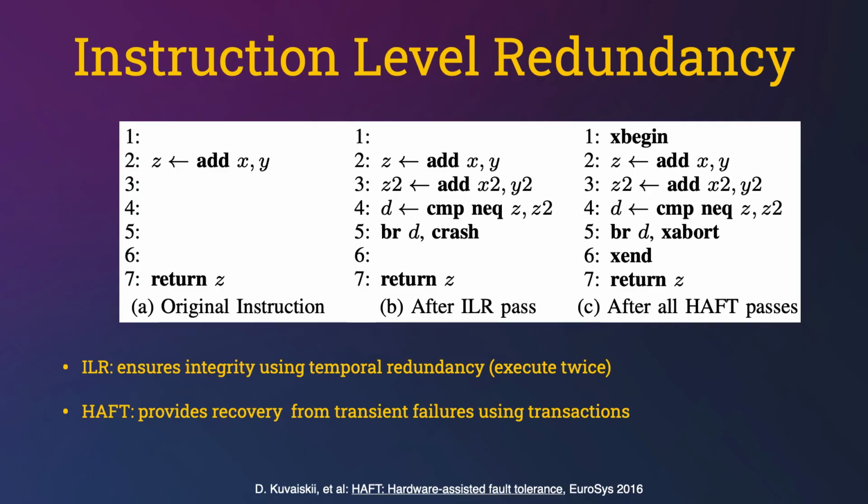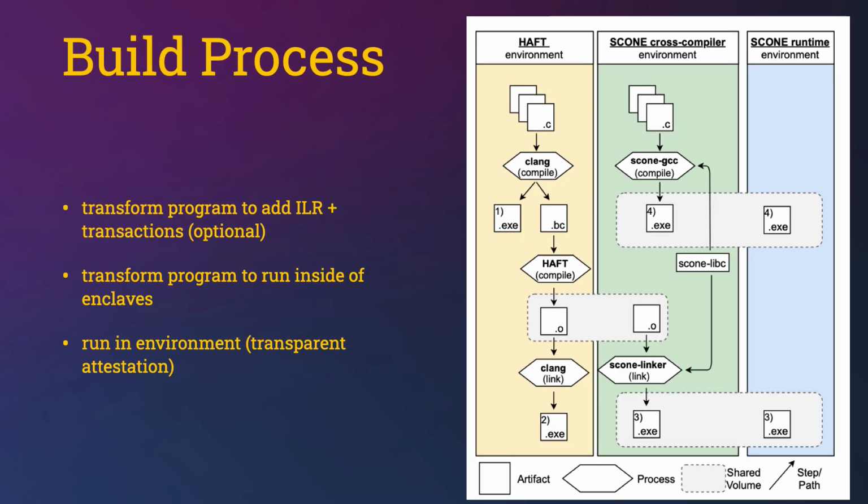And in the case of HAFT, we can add some tolerance and execute the operations in a transaction and abort if there is a miscomparison, and then we retry. And the process of building applications is as follows. We have to first transform the code, say it's C code, using a Clang compiler or LLVM, and build the code to include the instruction level redundancy and optionally the transactions for recovery.